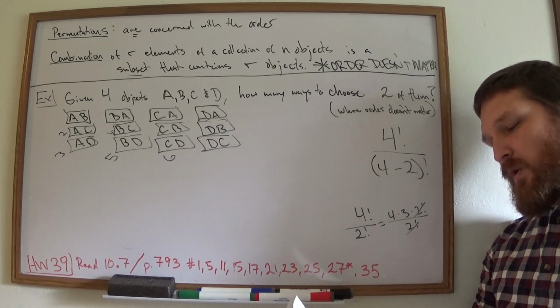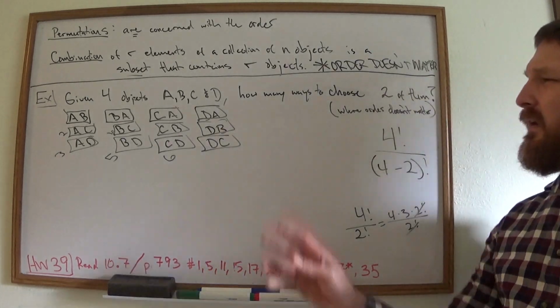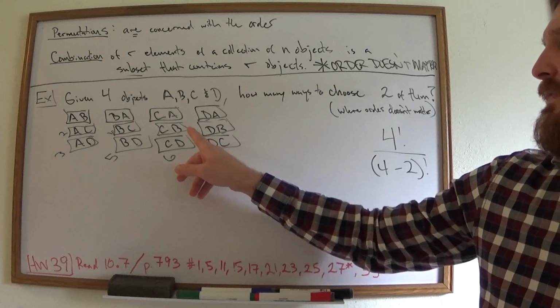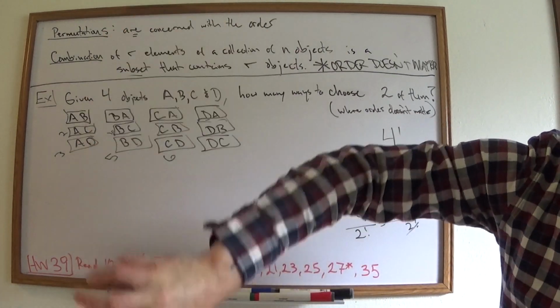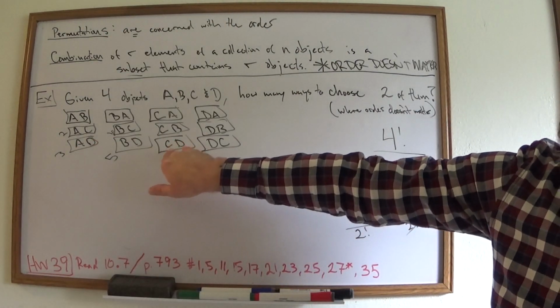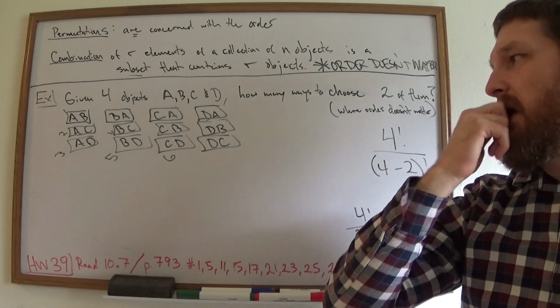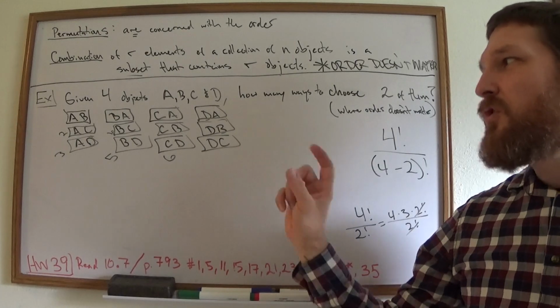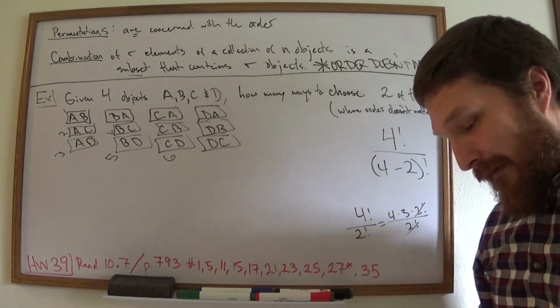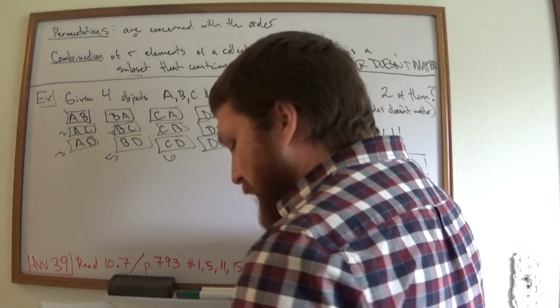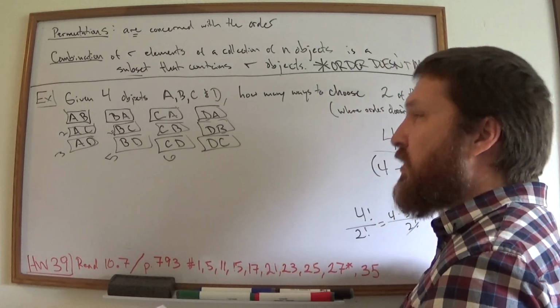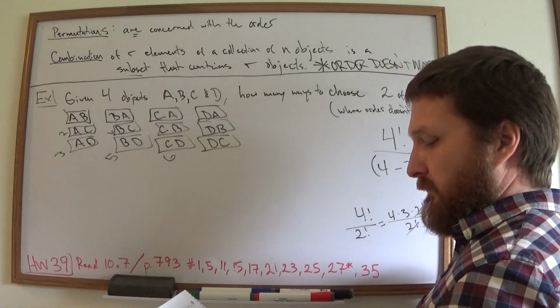Another way of thinking about this is, since we've just chosen 2 things, how many ways can you rearrange those 2 things? 2. There's 2. Well, okay. Now, what about arranging 3 things? 6.